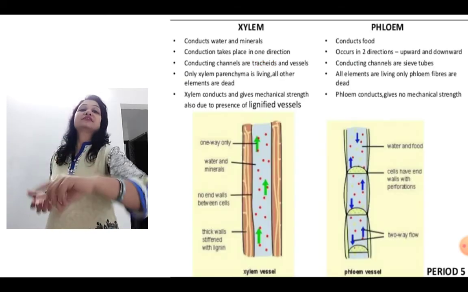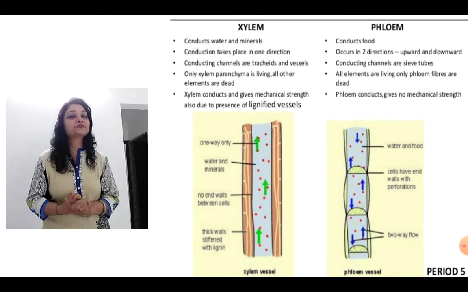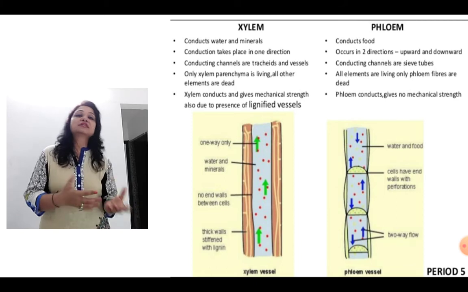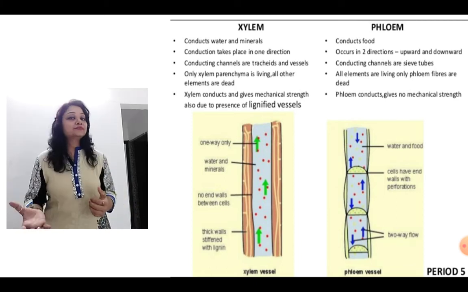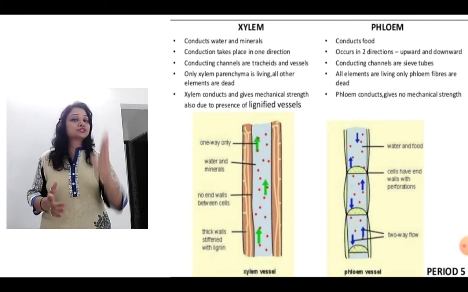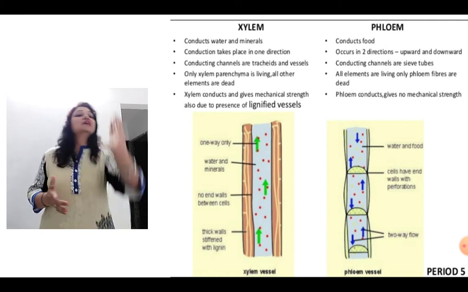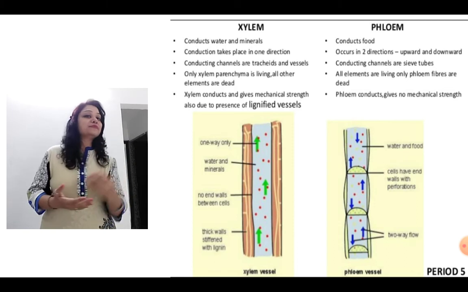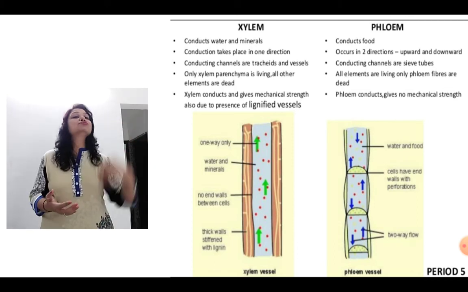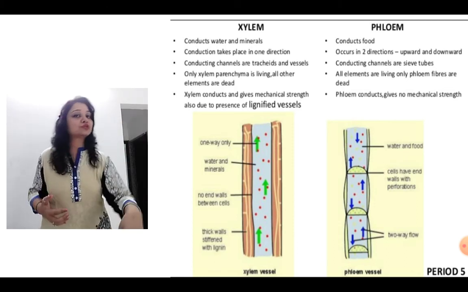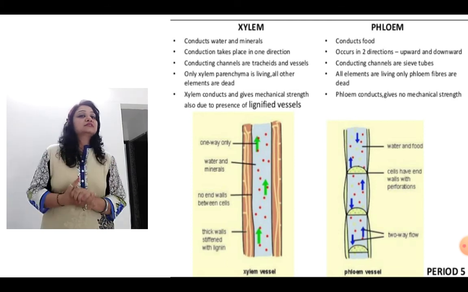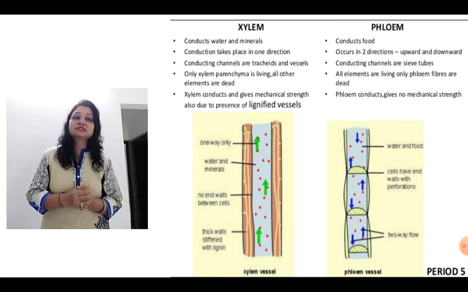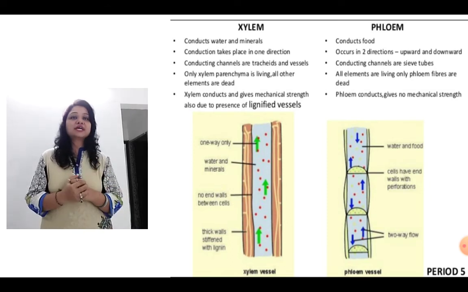Now the main differentiating points between these two. Xylem conducts water and minerals, whereas phloem conducts food. In xylem, the conduction takes place in one direction. See in the figure, it is only in one direction, from the ground to the topmost part. Whereas in phloem, the conduction is in two directions, upward and downward. Then the conducting channels are tracheids and vessels in xylem, whereas in phloem, the conducting channels are sieve tubes, right?